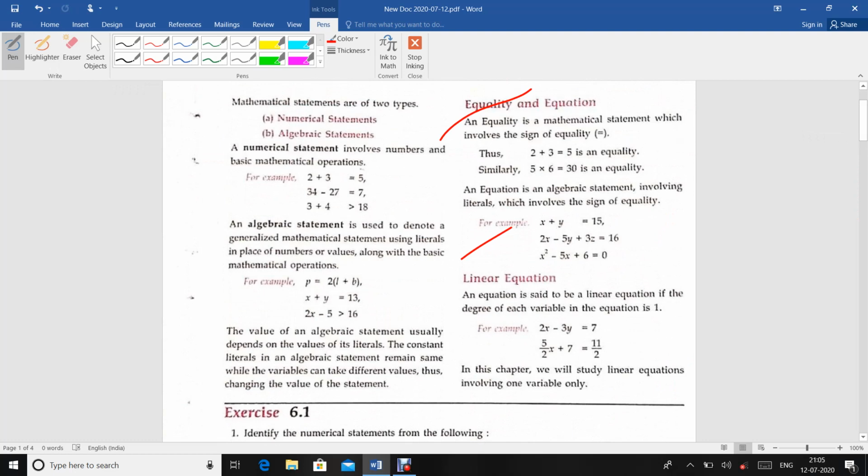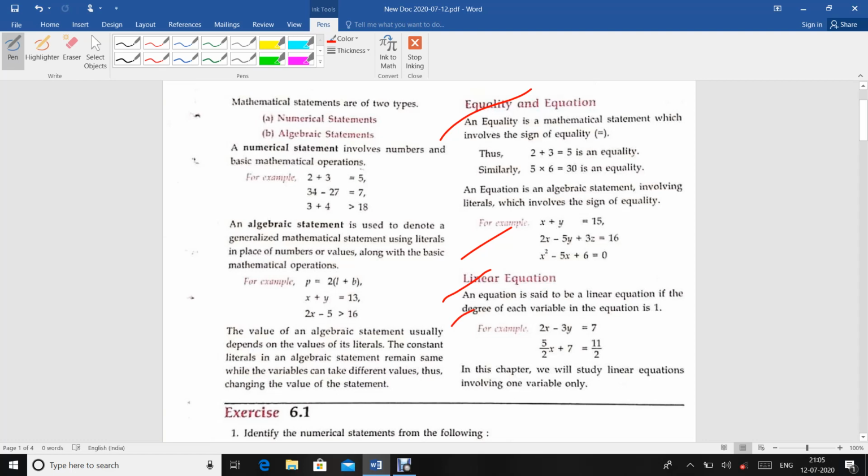Now let us move towards the linear equation. An equation is said to be a linear equation if the degree of each variable in the equation is 1. As you have studied degree in the previous chapter, how you can find out the degree of any term, you can find the degree easily in this chapter also.